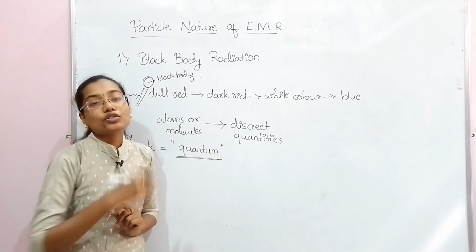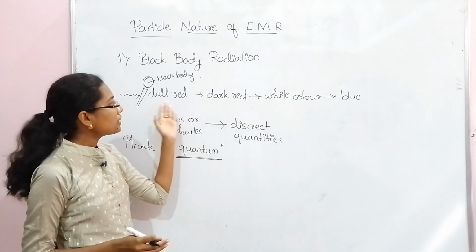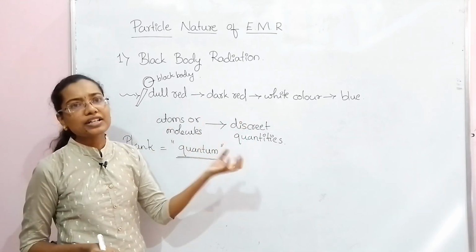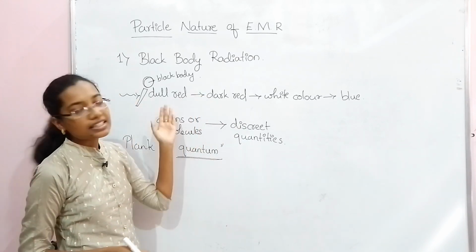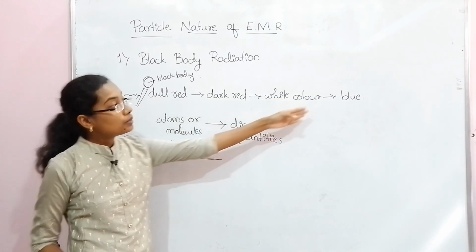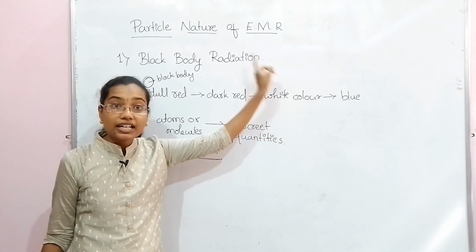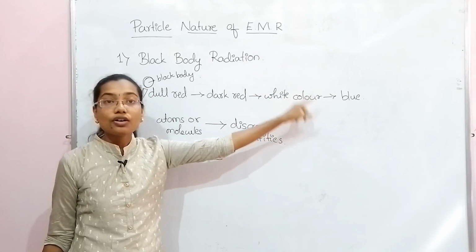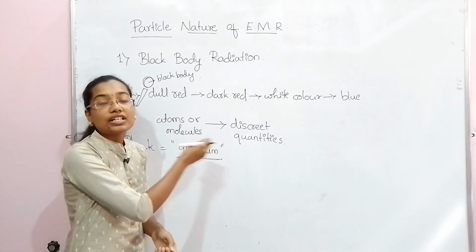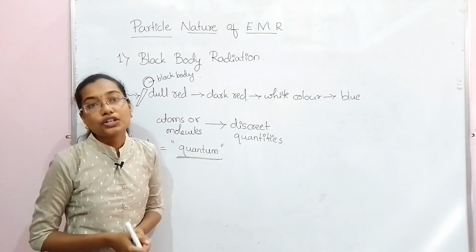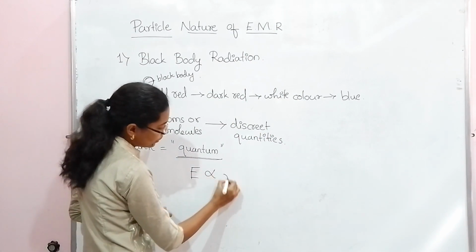The energy of these quanta is directly proportional to the frequency, as we have seen here. When we go on increasing the temperature, we are increasing the energy. At higher temperature we got blue color, which is of higher frequency. So the energy of these quanta is directly proportional to the frequency. E is directly proportional to the frequency ν.